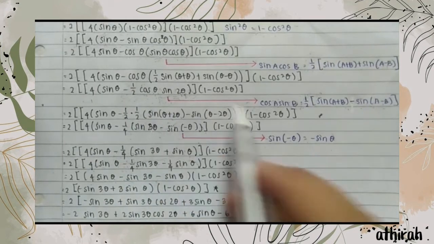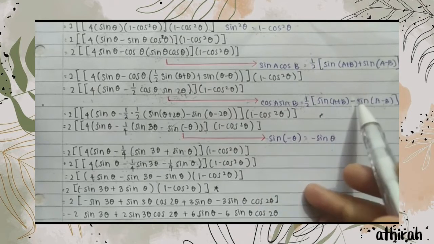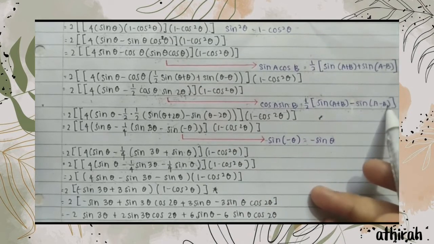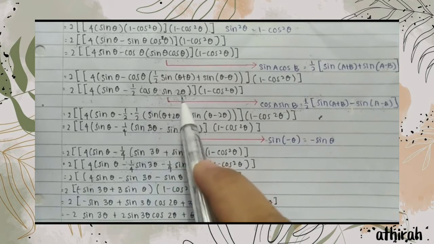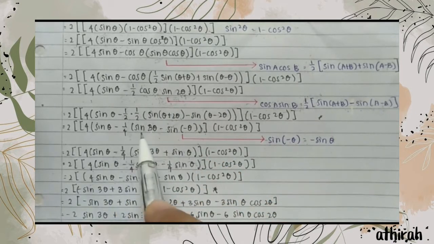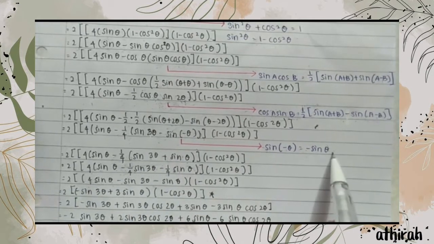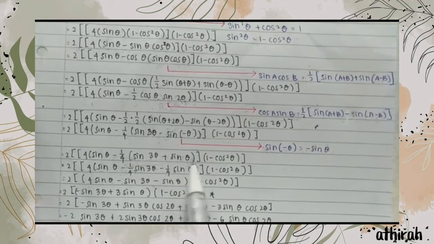Cos theta sin 2 theta equal to cos A sin B, which is equal to 1 over 2 sin A plus B minus sin A minus B. Our A is theta and B is 2 theta. We substitute the value in the equation. Then we get negative 1 over 4 sin 3 theta minus sin negative theta. Sin negative theta equal to negative sin theta. Then we get sin 3 theta plus sin theta.